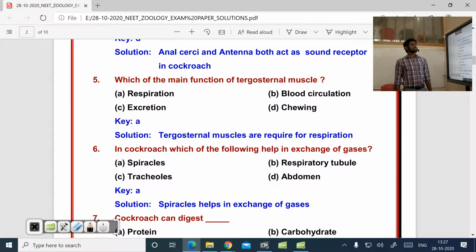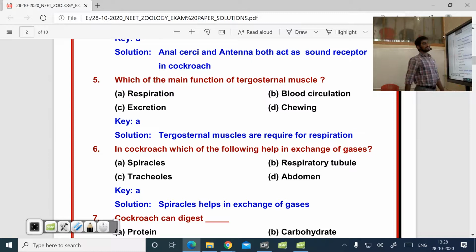Which is the main function of tergosternal muscle? Okay, the muscle is available at the tergum and also available on the sternum. So both muscles are associated with each other. Tergosternal muscle, there is no doubt at all. We already discussed it in the class also. That answer is respiration.